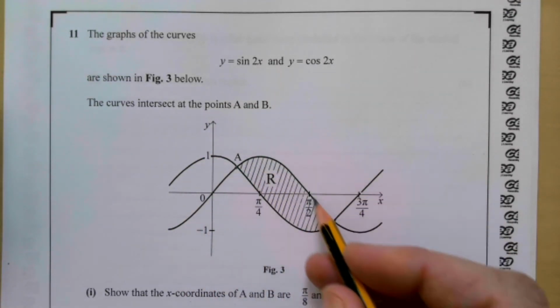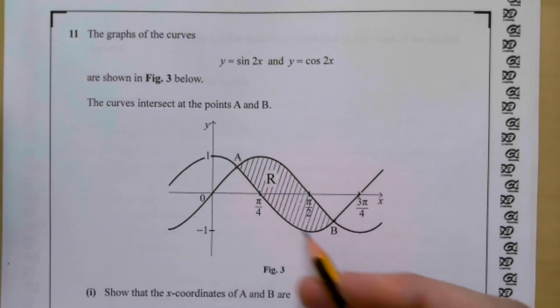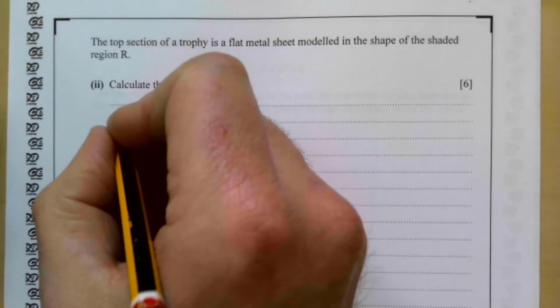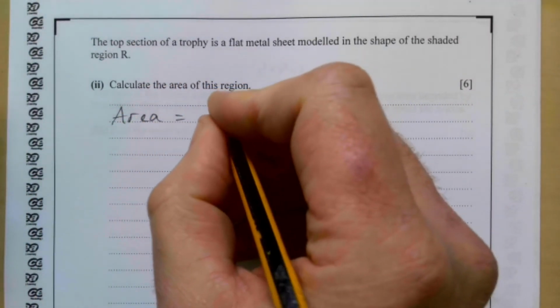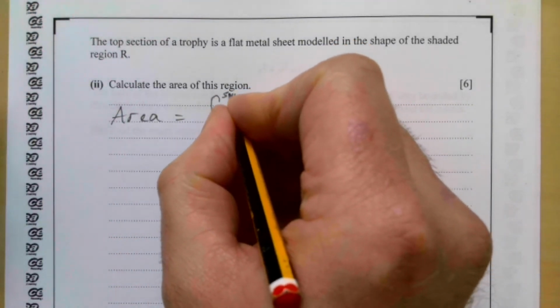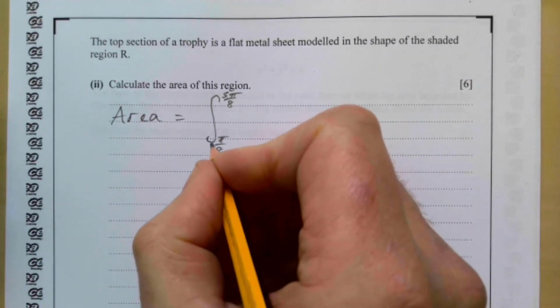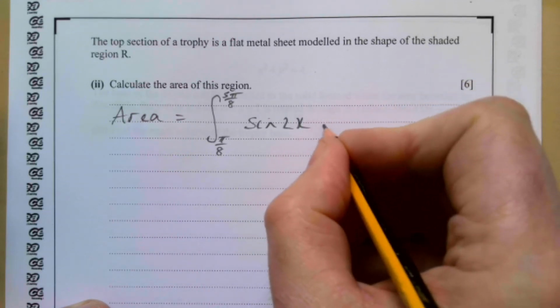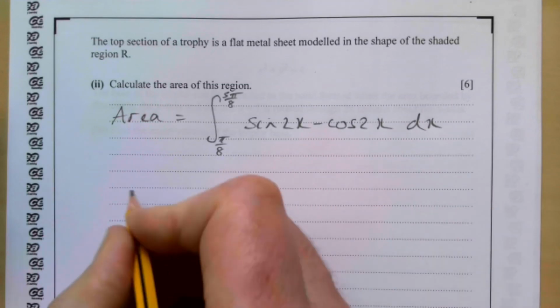This one here is clearly the sine one, so it's on the top of this region. So we're going to do sine 2x, take away cos 2x, and integrate those in between those 2 points. So let's see what that gives us. So it's going to be area equals the integral. The 2 points we found in part 1 were 5 pi over 8 and pi over 8. And it's going to be then sine 2x take away cos 2x dx.